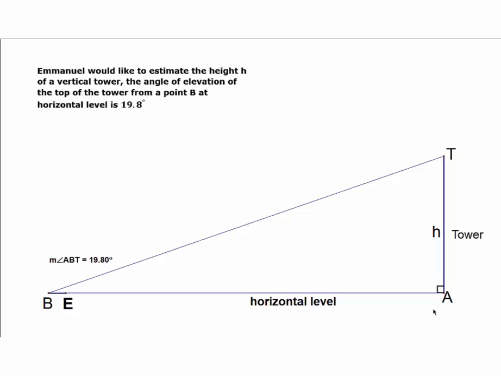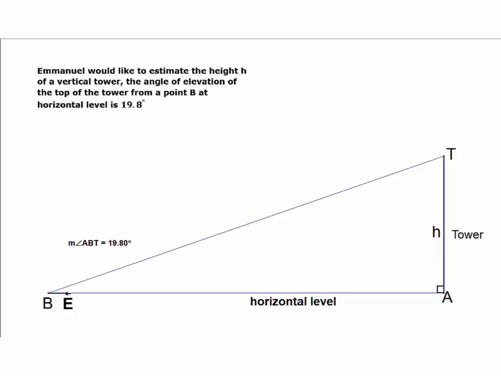So we are taking up this example in which this guy Emmanuel would like to estimate the height of this tower, and what he does is that he measures the angle of elevation of the top of the tower from this point B at horizontal level and finds that it is 19.8 degrees. Now there are some obstacles along this horizontal line.